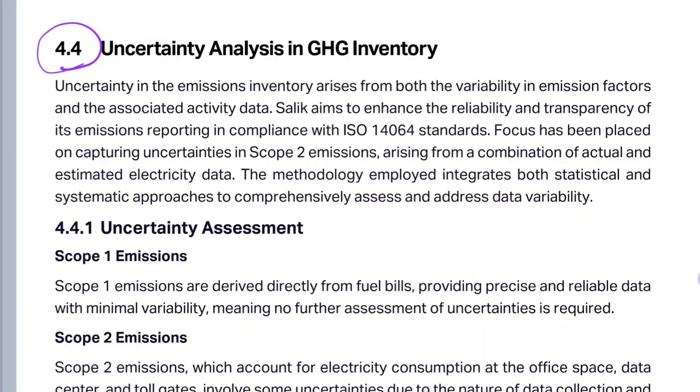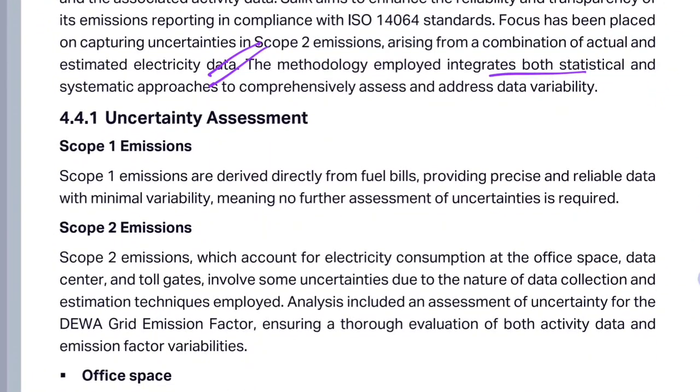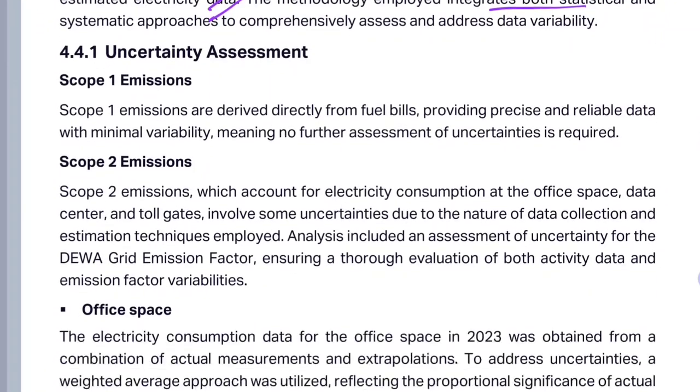Then we go for 4.4, uncertainty analysis in inventory. Basically, uncertainty in emissions inventory arises from both the variability in the emission factors and also the associated activity data. Now the company aims to enhance the reliability and transparency of its reporting in accordance with, or in compliance with, the 14064 standard. So the focus has been placed on capturing uncertainties in scope 2 emissions arising from a combination of actual and estimated electricity data. So the methodology employed integrates both statistical and systematic approaches to comprehensively assess and address the data variability.